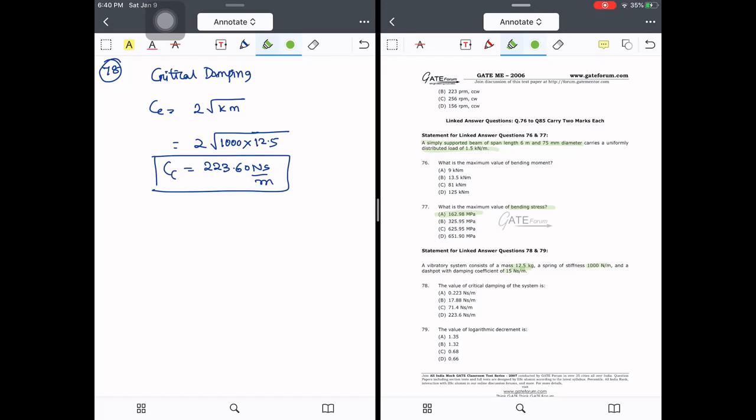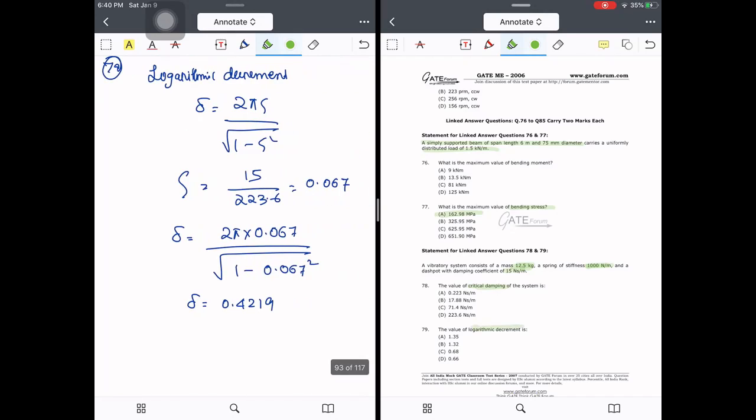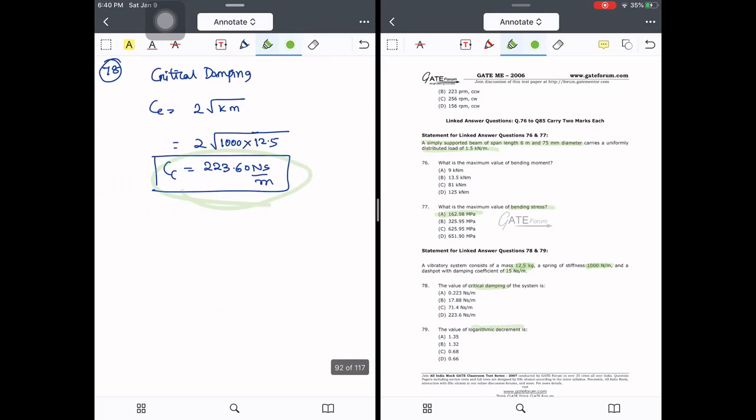Okay. Now question number 678. A vibratory system consists of mass 12.5 kg, a spring stiffness K is 1000 Newton per meter, and a dashpot of damping coefficient is 15 Newton second per meter. Value of critical damping, what is Cc? It's very simple. There is a small formula. Cc is equal to 2 into square root of K m. K is 1000, m is 12.5. Just put it and you will get the critical damping coefficient.